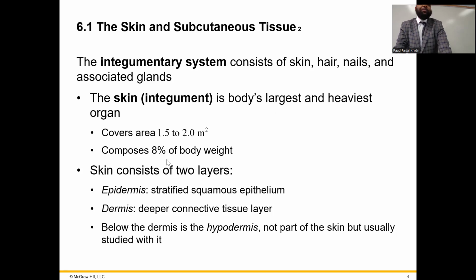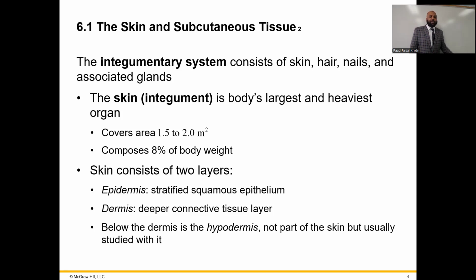And it consists of two layers lying on top of each other. You have the epidermis, and the epidermis is stratified. We agree to that. It's stratified. They are epithelial cells that are on top of each other, but they are squamous, so their nucleus is like an egg, sunny side up. And these are the cells that undergo the exfoliation and the desquamation. Right below the epidermis is the dermis, and that is the deeper connective tissue layer.